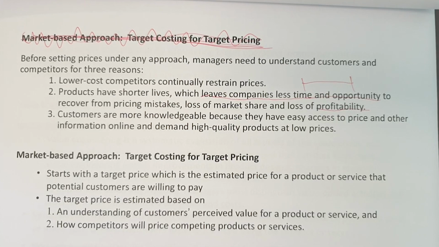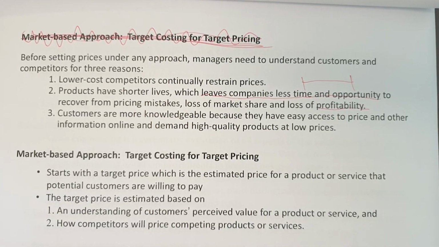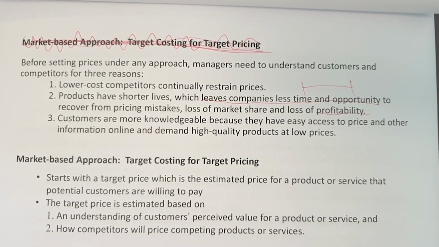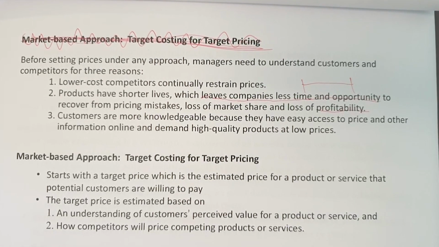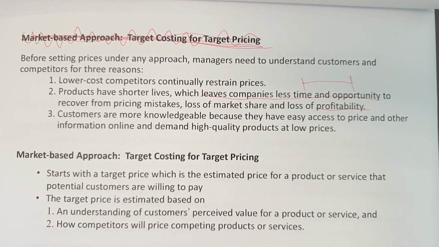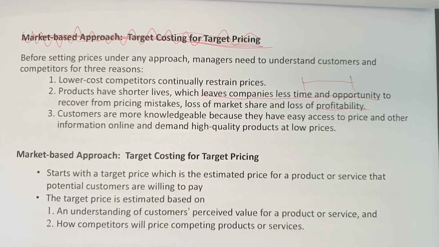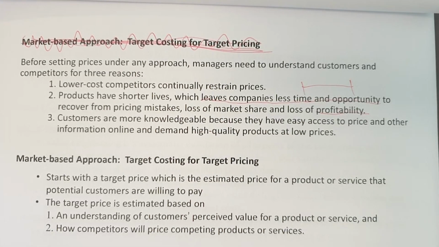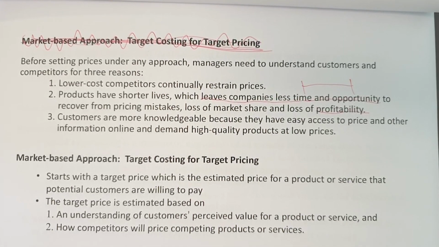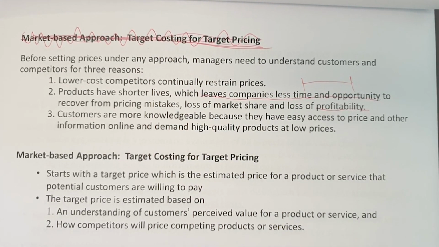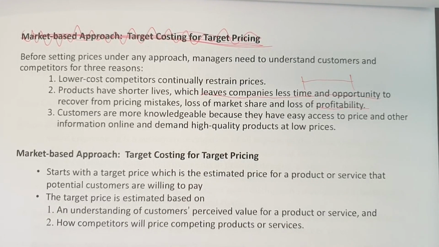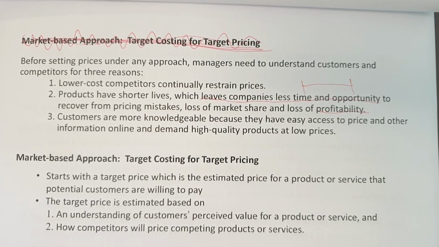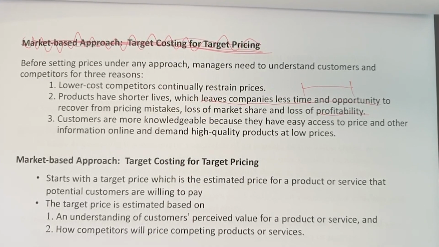All right. Number three, the customers are knowledgeable because they have easy access to price and information online, and they have lots of websites they can look at to check whether the price that we offer is competitive or not. So these are among the other things we have to consider before we identify the price, whether we want to choose cost-based or market-based. This is among the other things that we have to think about.